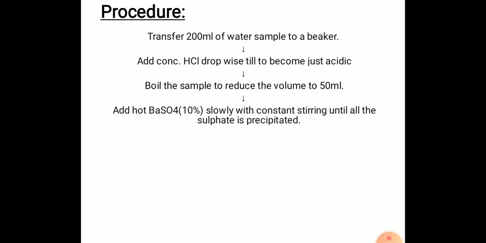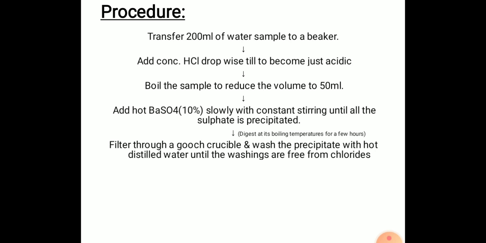The next step is to add hot barium chloride, which is a 10% solution, with constant stirring until all the sulfate is precipitated. Whatever we are getting as precipitate, the reaction should be continuous till we get the sulfate precipitate. Next step is to digest at its boiling temperature for a few hours.